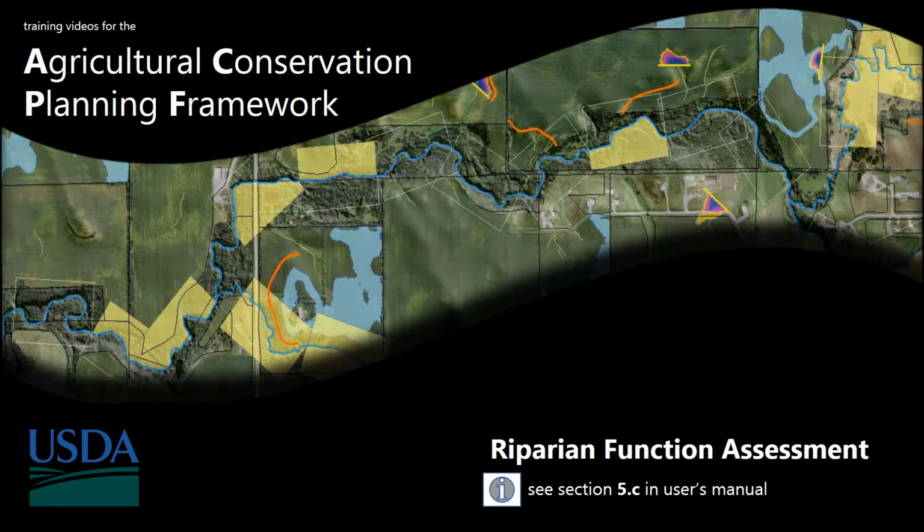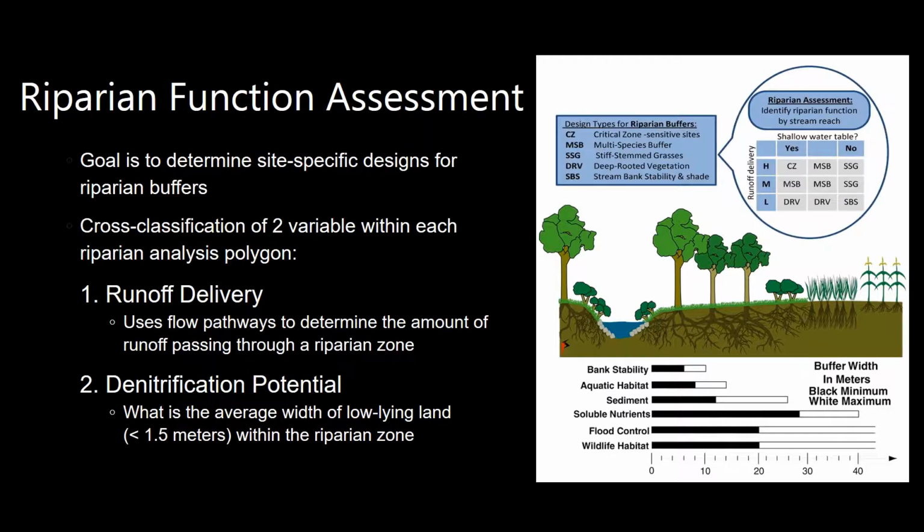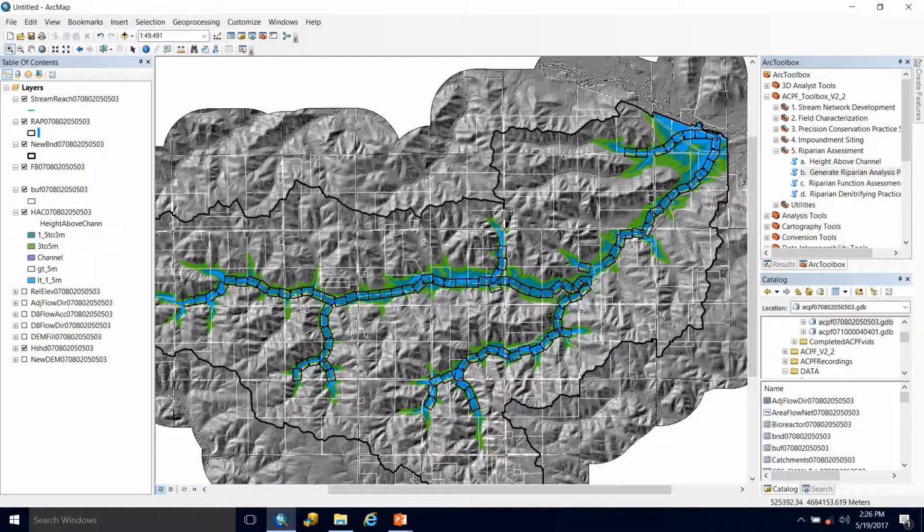In this video, we're going to go over the Riparian Function Assessment tool. Using the RAPs that we generated previously, we'll determine design types for buffer zones. This will be done by conducting a cross-classification of two variables: the runoff delivery, which was calculated when the RAPs were generated, and the denitrification potential, which will involve looking at the height above channel grid and therefore the water table height.